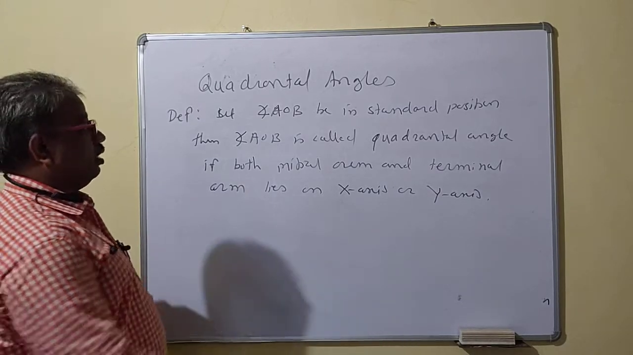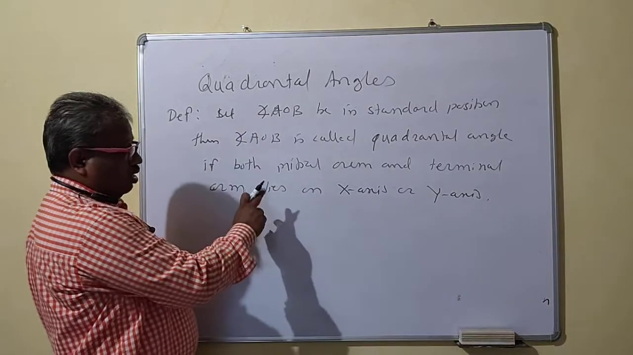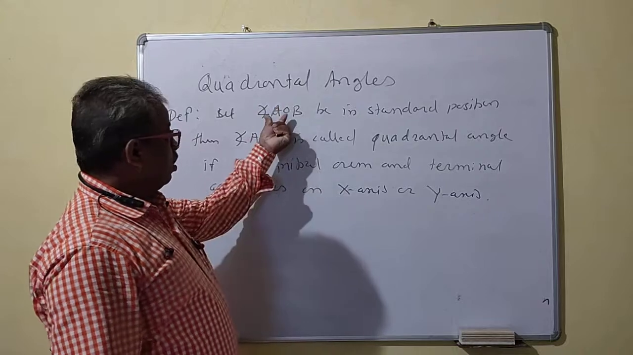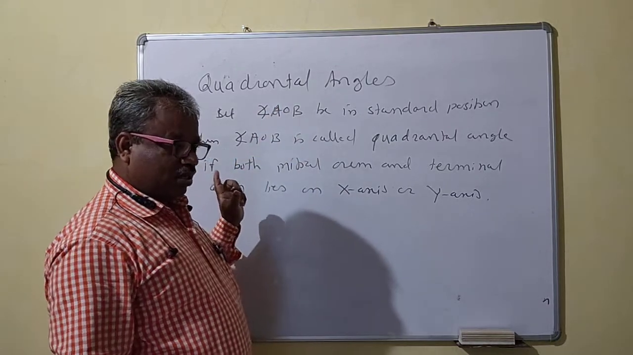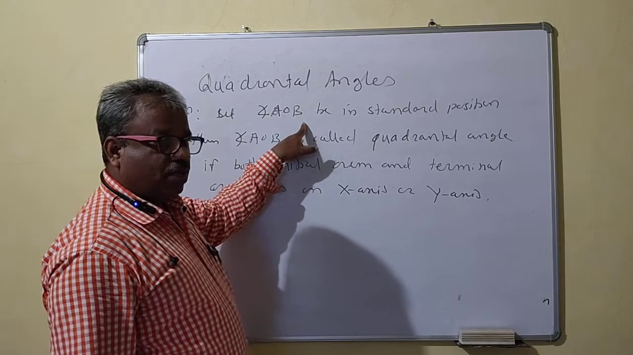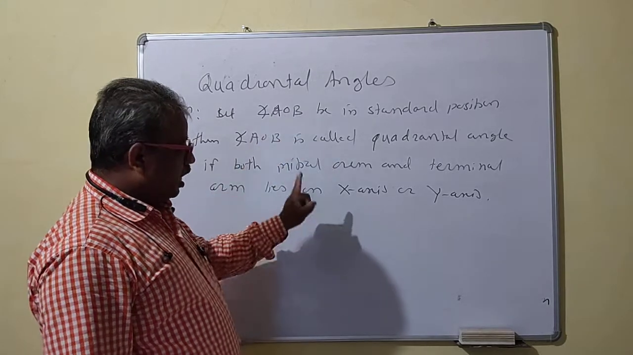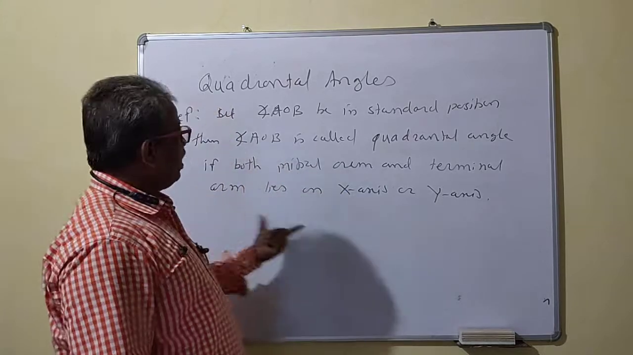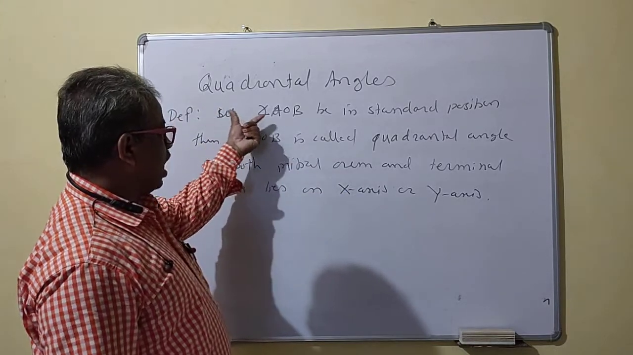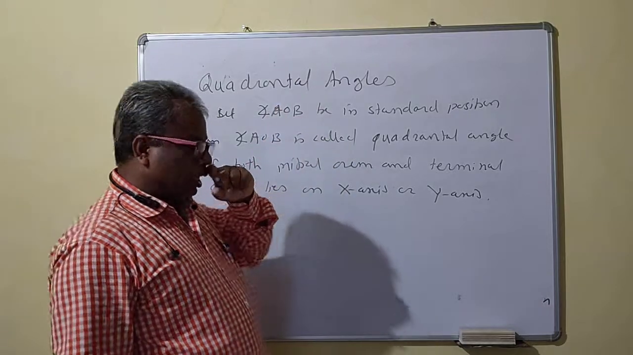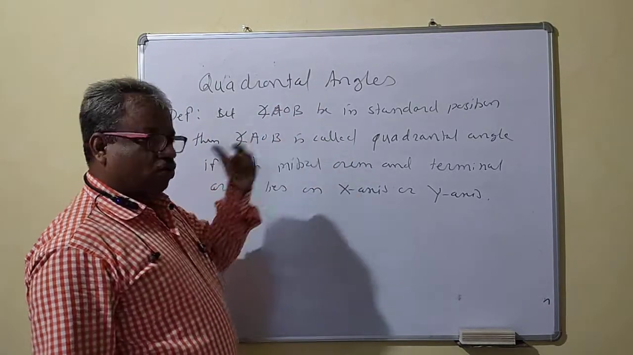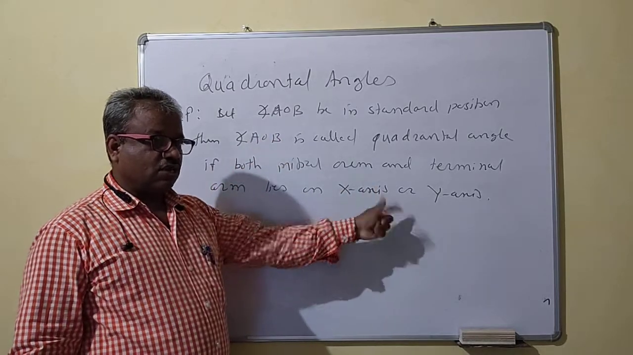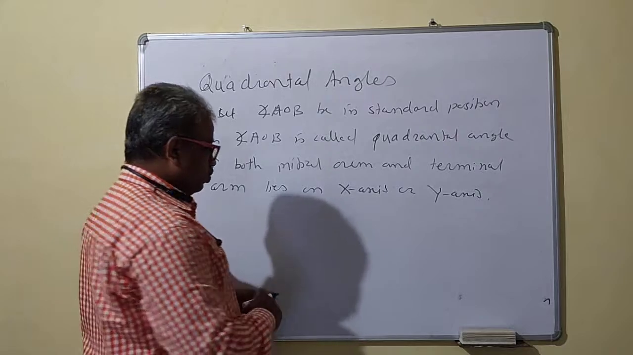So quadrantal angle means what? This angle is in standard position, that means your OA is on the x-axis. Only the terminal arm matters; it must lie on the axis, either on the x-axis or y-axis. So we may redefine: if the angle AOB is in standard position, then directed angle AOB is called a quadrantal angle if the terminal arm, ray OB, lies on the x-axis or y-axis. Simple definition.